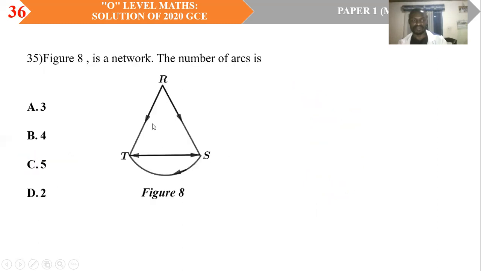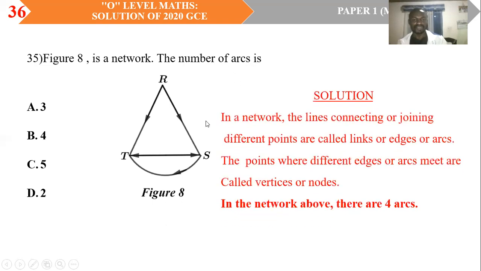Answer C. Question 35. Figure 8 is a network. The number of arcs is... In a network, the lines connecting or joining different points are called links, edges, or arcs. The points where different edges or arcs meet are called vertices or nodes.